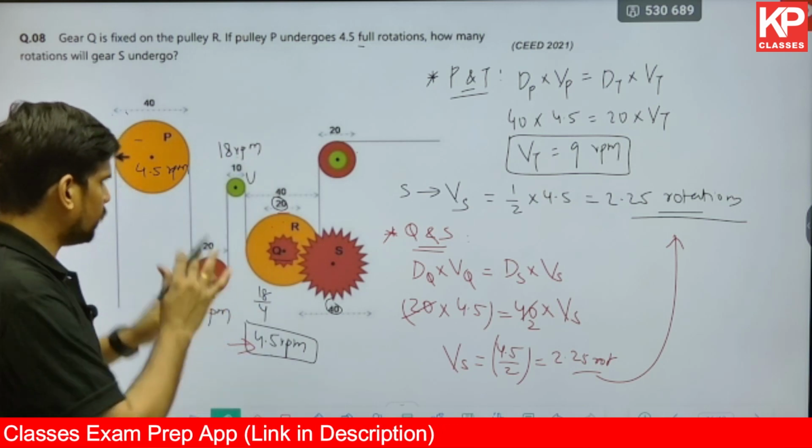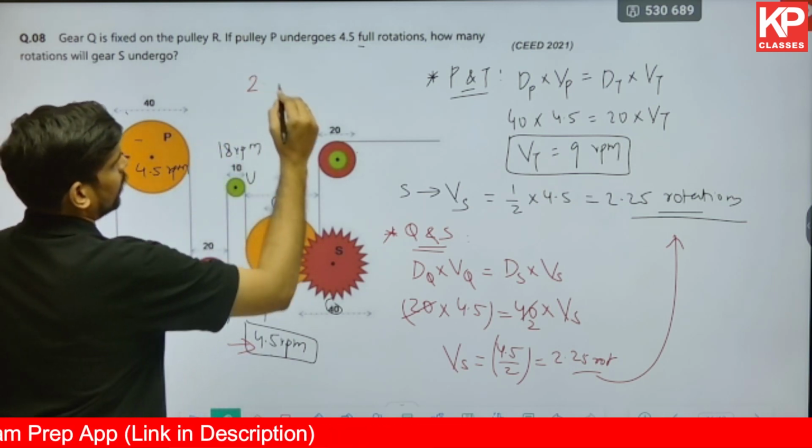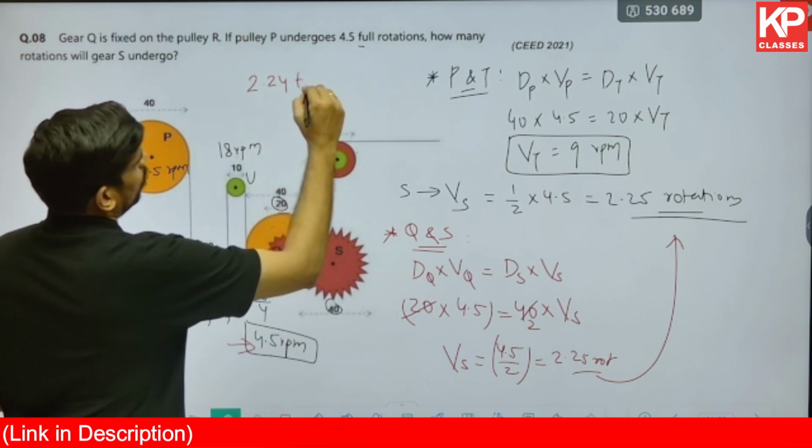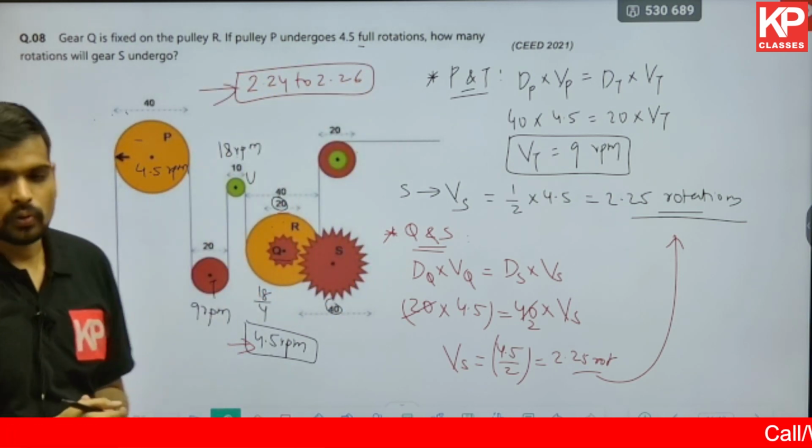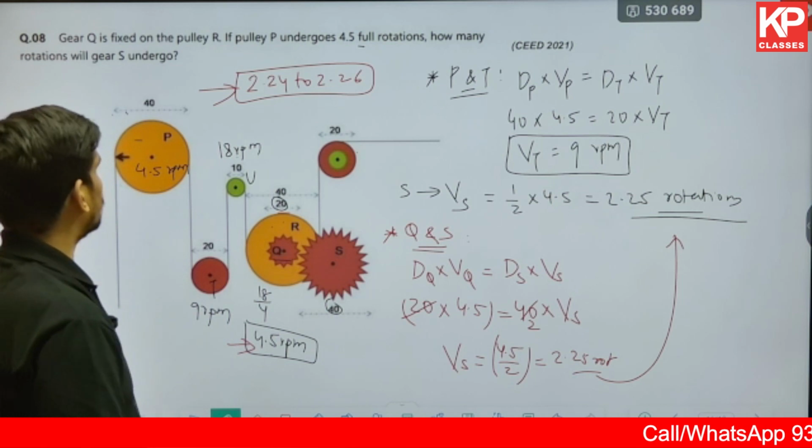The official answer key for this question is 2.24 to 2.26. That's the range given in the official answer key. So 2.25 is the exact correct answer for this question.